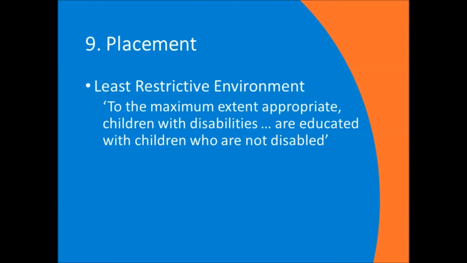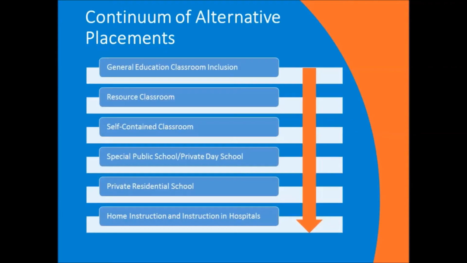be achieved satisfactorily. In deciding the child's placement, the group must make sure that the child has the maximum opportunity appropriate to learn with children who do not have disabilities in academic, non-academic, and extracurricular activities. If the IEP team determines that a child needs a more restrictive placement, there should be what's called a continuum of alternative placements available for the student. So let's talk a little bit about that continuum of alternative placements.